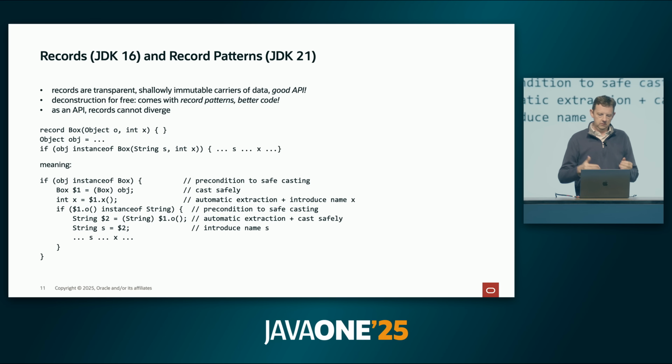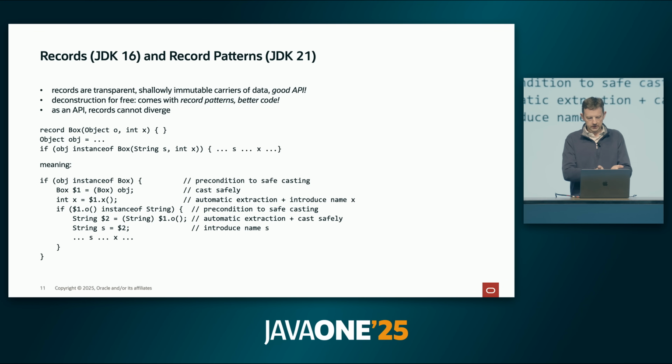Given a record, in 21 we introduced record patterns. What a record pattern does, that's the thing after the instanceof: if object instanceof Box, parentheses, and then some nested patterns in between the parentheses. The Box part is just like a type pattern. It just says, is this an instance of a Box? But then, rather than just binding a variable b to that Box, we're going to access the components of the record and use each of those components to apply additional patterns. So in between the parentheses is actually a list of nested patterns.